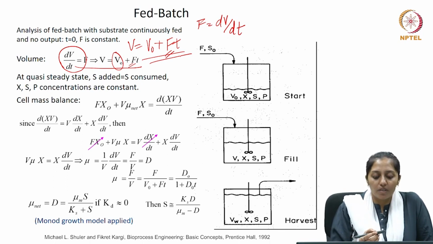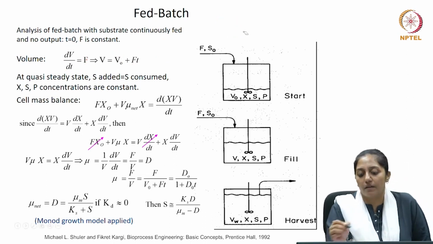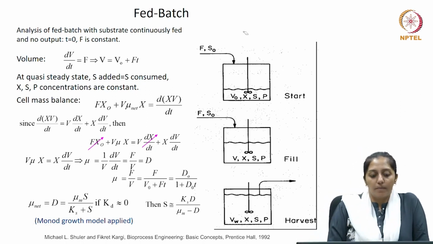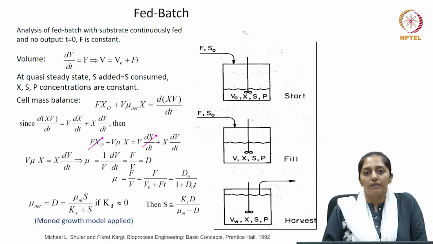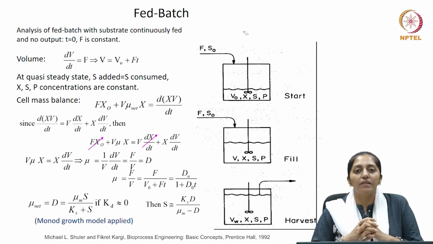Now, in a fed batch process, for simplicity of solving and designing the process, we will assume that the system is trying to achieve quasi-steady state and is running at a quasi-steady state. Now, what does this mean? Quasi-steady state would mean that steady state in general means that the variables are no more changing with time.